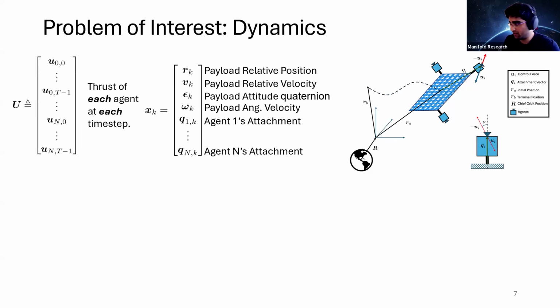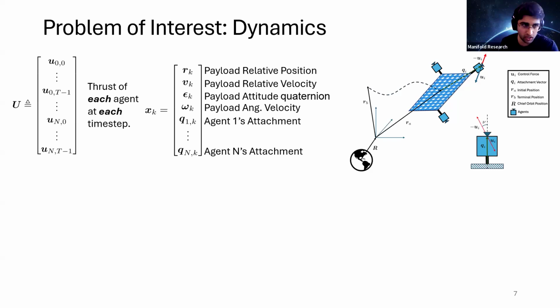So to state it a little bit more rigorously, we are assuming that each agent has a thrust. We're calling that the capital U vector. And so the stacked vector of all the agents' thrusts over all time steps, that is the capital U vector, and that represents the control vector that we are trying to optimize. And the system at a given time step has a certain position, which is the position of the payload in question, velocity, and attitude. The attitude is the pointing of the object.